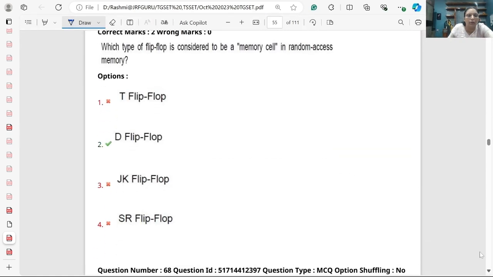Got it? Now, which type of flip-flop is considered as a memory cell in random access memory? So in RAM, we use the D flip-flop.